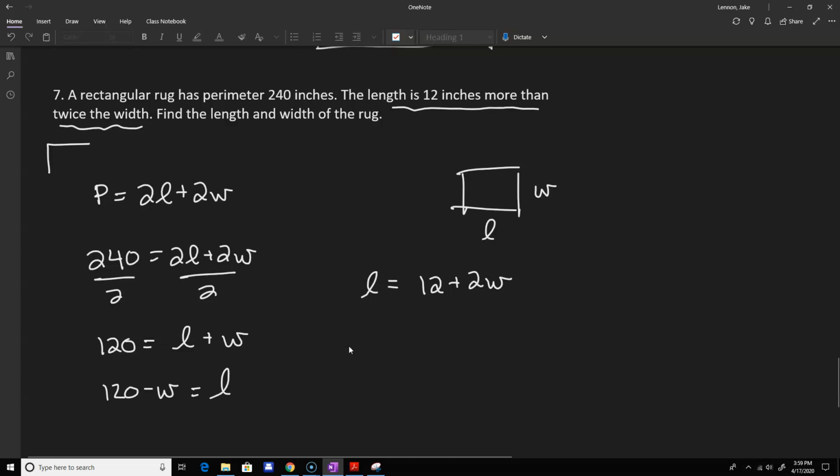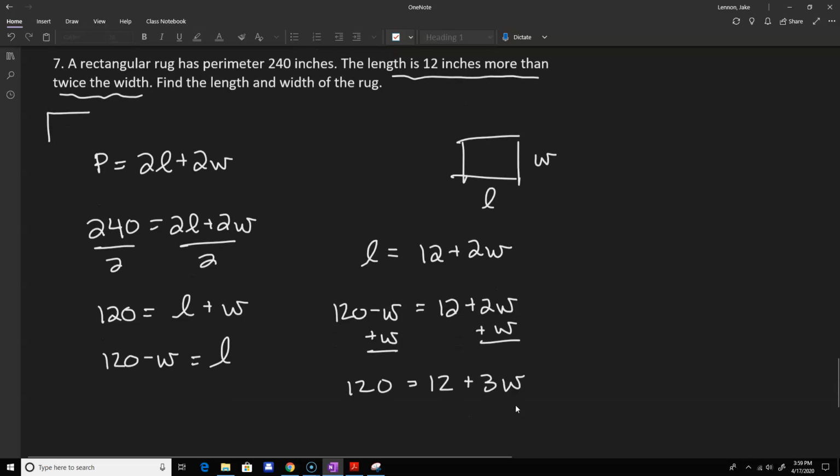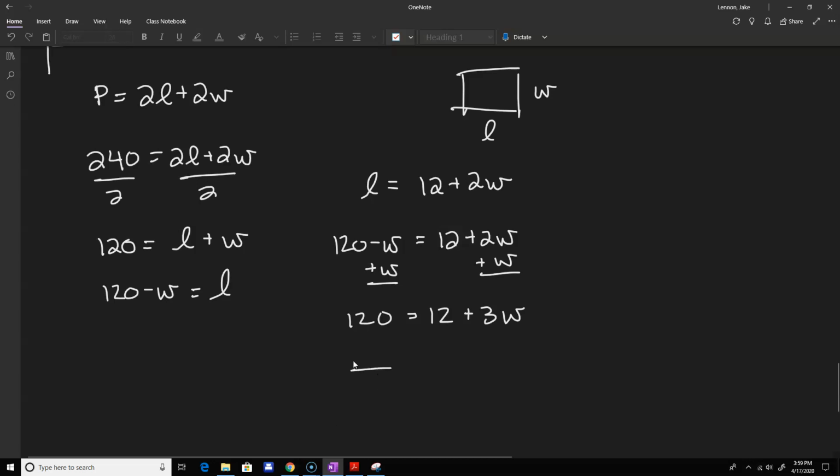Then we can put these two equations together to solve for W. So we can replace L here by 120 minus W, and then this is equal to 12 plus 2W. So we can begin by adding W. So we have 120 equals 12 plus 3W. And then we can go ahead and subtract the 12 to move the regular numbers to the left-hand side. So we would have 108 is equal to 3W.